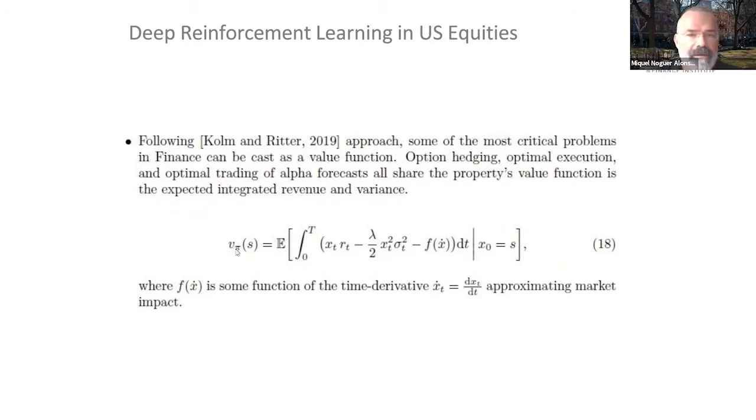So the value function of a policy pi is the expectation of the integral from zero to capital T of x_t r_t minus lambda half x squared_t sigma squared_t. So x_t r_t is the reward, so to speak. The second term is obviously the risk, the variance. And f of x dot is the market impact. f of x dot is some function of the time derivative, dx_t over dt, approximating the market impact.